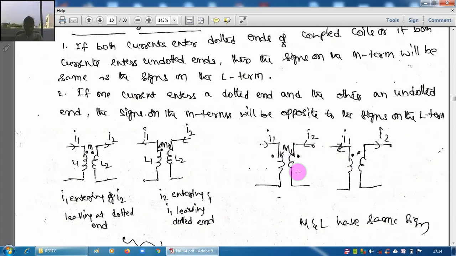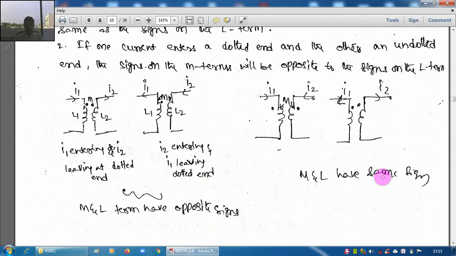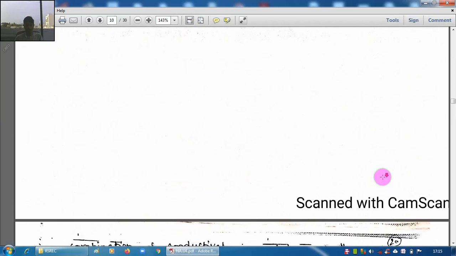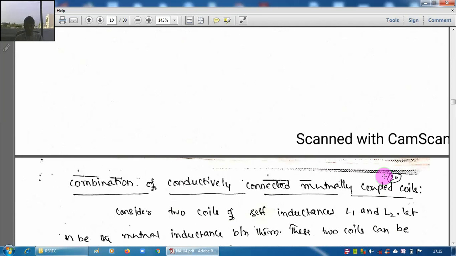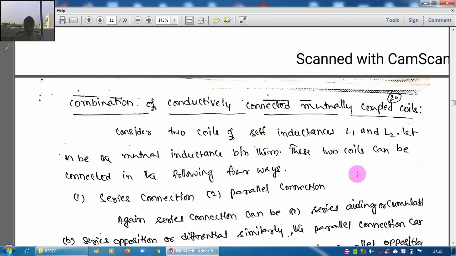So like that, with the help of dots marked for coils, we can determine the sign of the mutual induced EMF. In general, the manufacturers of coupled coils will provide these dots for the determination of the sign of mutual EMF. In a problem also, this is to be given to write the KVL equation.